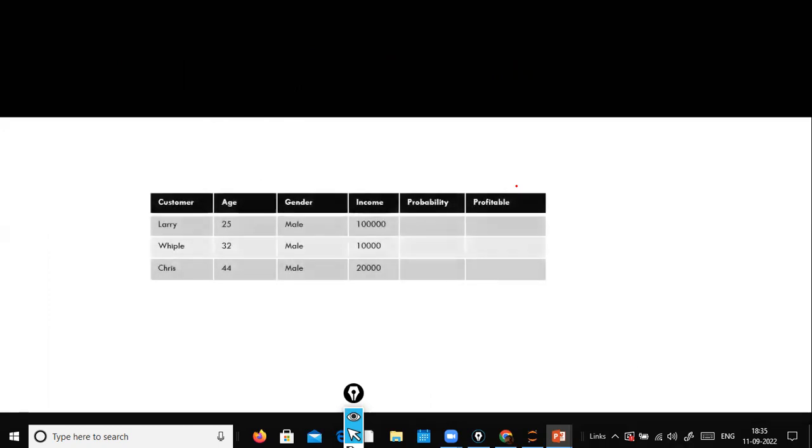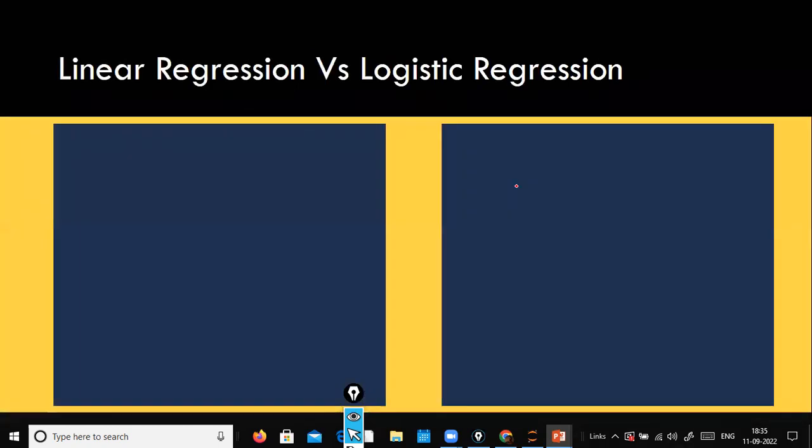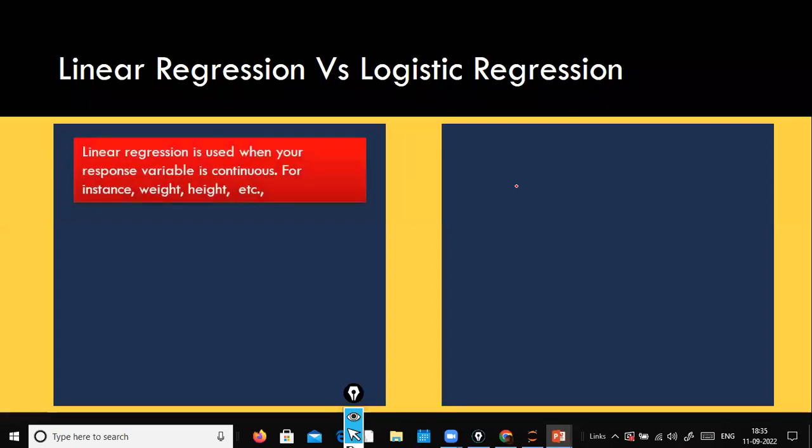Logistic regression is a classification algorithm using which we can solve those kinds of problems. Okay, so now let us understand the difference between linear regression and logistic regression. In the interview, they will ask you this question. Linear regression is used if your outcome variable or the dependent variable is continuous. For example, if your outcome variable is something like weight or height, housing price, stock price, these are all continuous variables. And what is logistic regression?